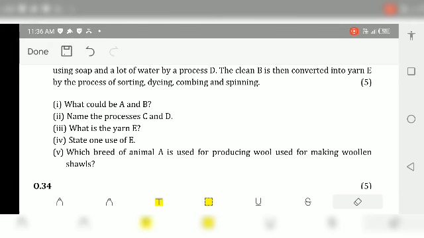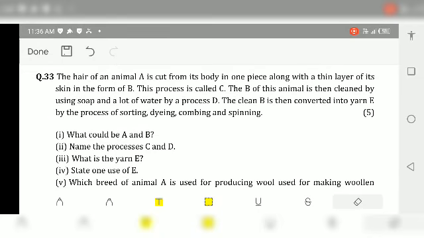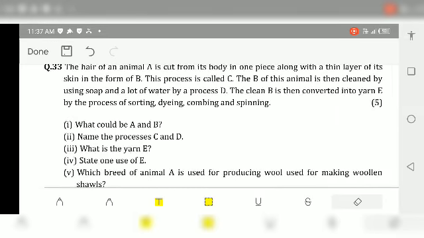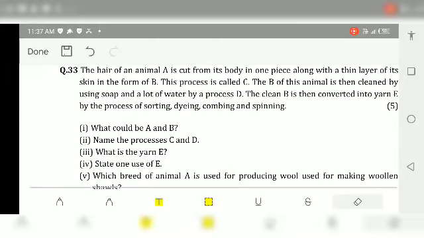What could A and B be? The hair of an animal A is cut from its body in one piece along with a thin layer of its skin in the form B. This process is called C. The B of this animal is then cleaned by using soap and a lot of water. By a process D, the clean B is then converted into an E by the process of sorting, dyeing, combing and spinning. What could A and B be?